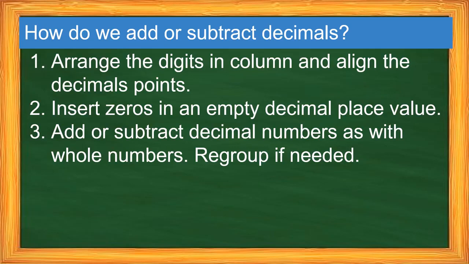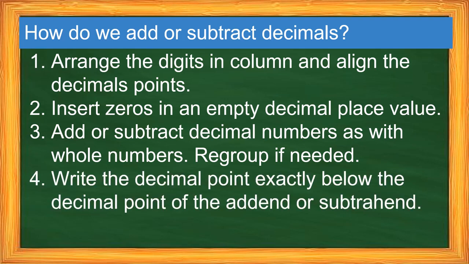So, kung paano natin ginawa ang whole numbers, ganun lang din ang gagawin. And then, kung kailangan mag-carry over or manghiram, gawin din. So, that is what it means with regroup if needed. And then, finally, lagyan ng decimal point. And that is just exactly below the decimal point of the addend or the subtrahend. Kinokopya mo lang siya, dapat naka-align. Alright?